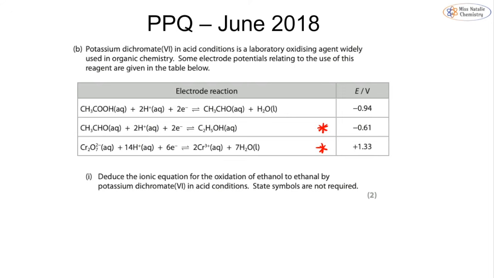Now, because we're not looking at feasibility here, we already know that this one is going to be the right-hand side electrode. This one is going to be the left, because the more negative value is the left. That means that this position of equilibrium will shift that way, whereas this position of equilibrium would shift that way. So in other words, we are going to reverse the top equation. And when we reverse the top equation, we of course also need to balance the electrons. So we would need to multiply this top one by 3 as well to make it up to 6 electrons.